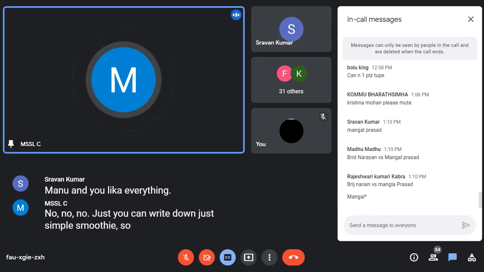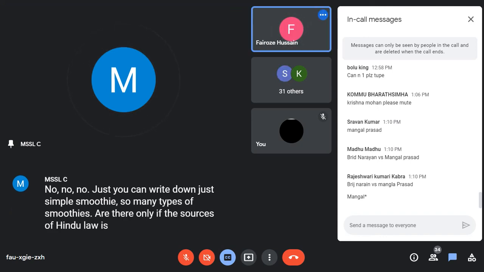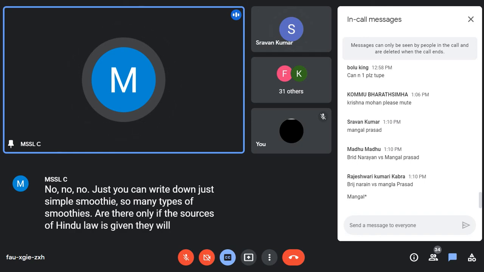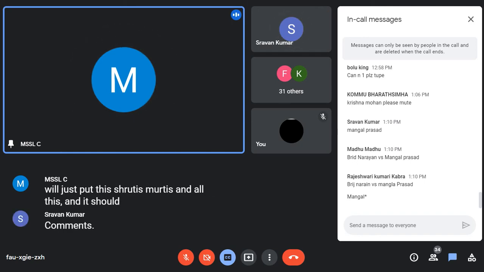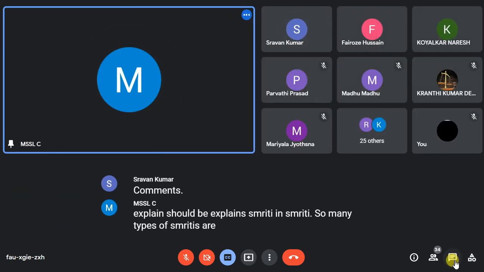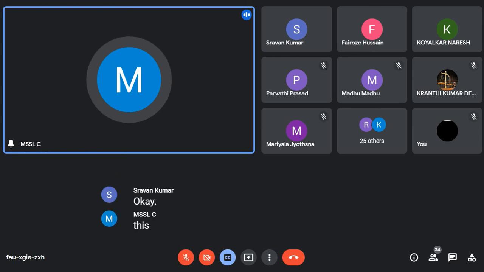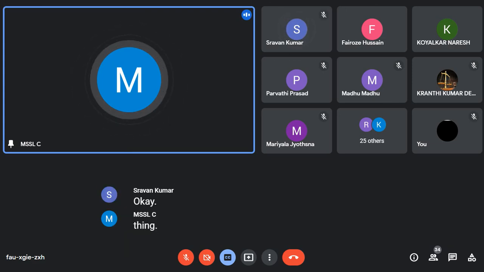How many types of smritis are there? Only if the sources of Hindu law is given, then you just put the shrutis, smritis, and all this. Explain shruti, explain smriti. In smriti, so many types of smritis are there. What are the main smritis? Just a small side heading and just a paragraph wise. Need not go deep into each and every smriti. Like Manu Smriti, Yajnavalkya Smriti, because next questions will be related to those.